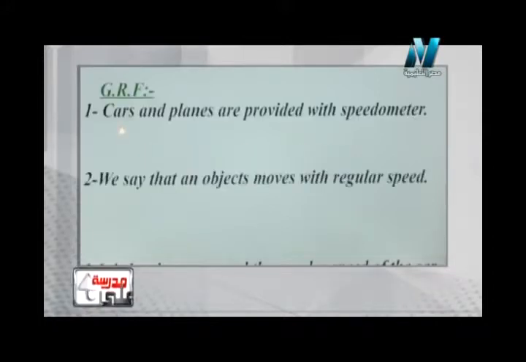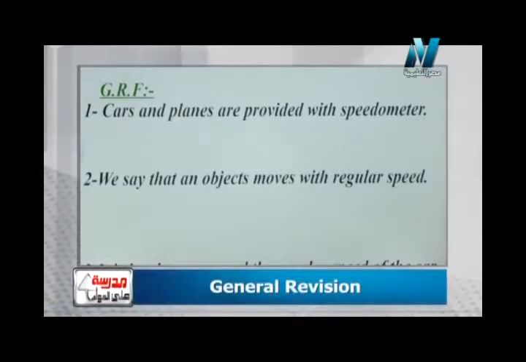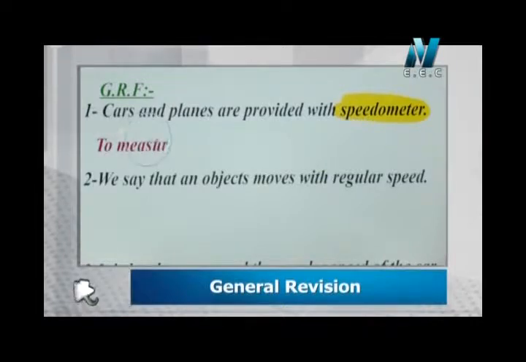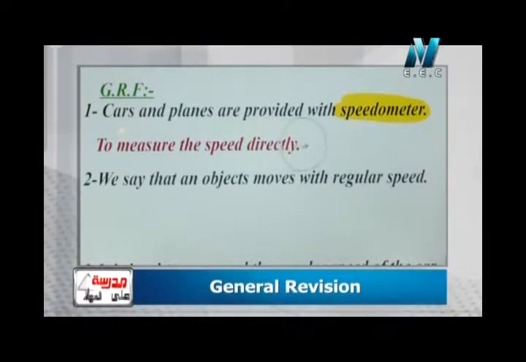Number 1, cars and planes are provided with a speedometer. We should know what is meant by speedometer. Speedometer, which means العداد بتاع السرعة. So we have to answer according to the function of the speedometer. So here the answer is to measure the speed directly. عشان نقدر نقيس السرعة بطريقة مباشرة.